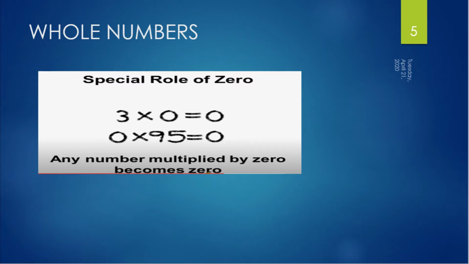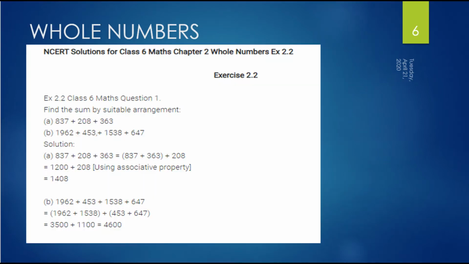Then there is a special role of 0. If any number is multiplied by 0, it will become 0. Like 3 multiplied by 0 is equal to 0. If 0 is multiplied by any bigger number like 95, the answer will remain 0.